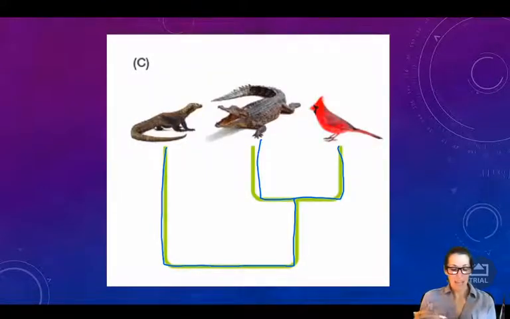How cool is that? And just a little aside, baby crocodiles chirp. I don't know if that's an ancestral trait or not, but when they hatch and they're calling for their mom, they actually make these cool little chirping sounds.